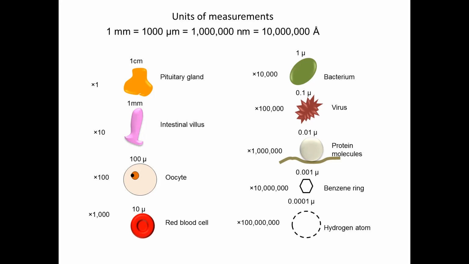The largest cell in the body is the oocyte, and it is about 100 microns. You may be able to visualize this with the unaided eye. Then a red blood cell is about 10 microns, while a bacterium is 1 micron, and a virus is about 0.1 microns. Then of course you come down to the other molecules which are smaller, down to the hydrogen atom, which is the smallest. So understand the sizes of different structures in biology. With light microscopy, you can observe a bacterium, but to see a virus, you need an electron microscope.